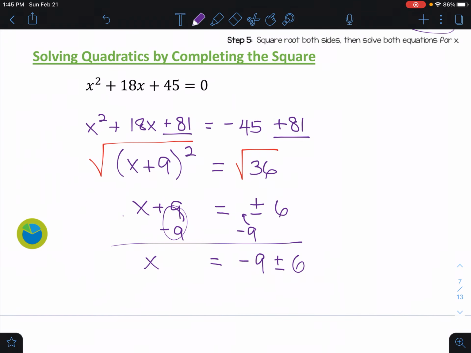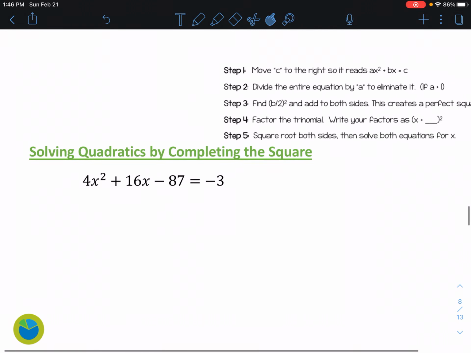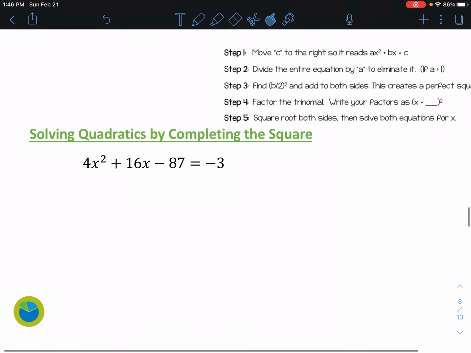Okay. Now, what are your two answers? What's negative 9 plus 6, and then what's negative 9 minus 6? So you want to think of that. So negative 9 plus 6 is negative 3. Okay. Then negative 9 minus 6, that's negative 15. Okay. And those are my two answers. Let's do another one.